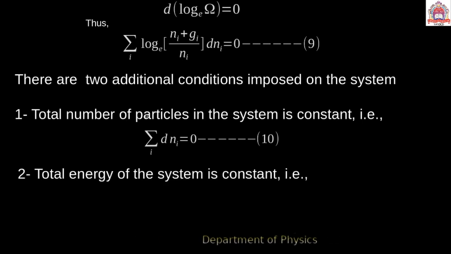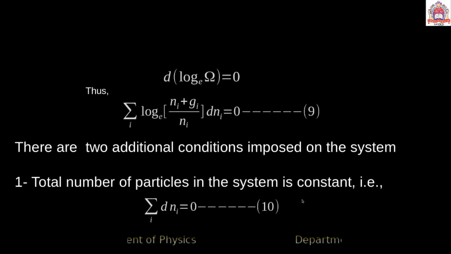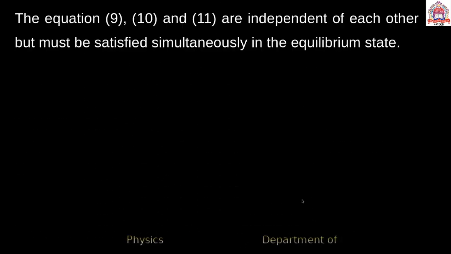Similarly, the total energy of the system is also constant, so we get summation of epsilon_i dn_i is equal to 0. This is nothing but the summation of n_i epsilon_i is equal to E is equal to constant. This term is nothing but the energy of the system, which remains constant. Now equations 9, 10 and 11 are independent of each other, but must be satisfied simultaneously in the equilibrium state.